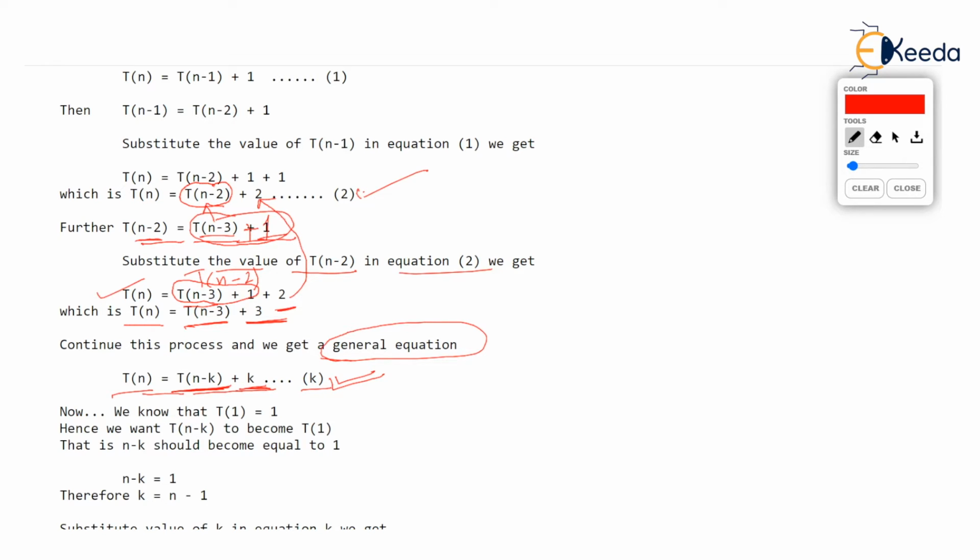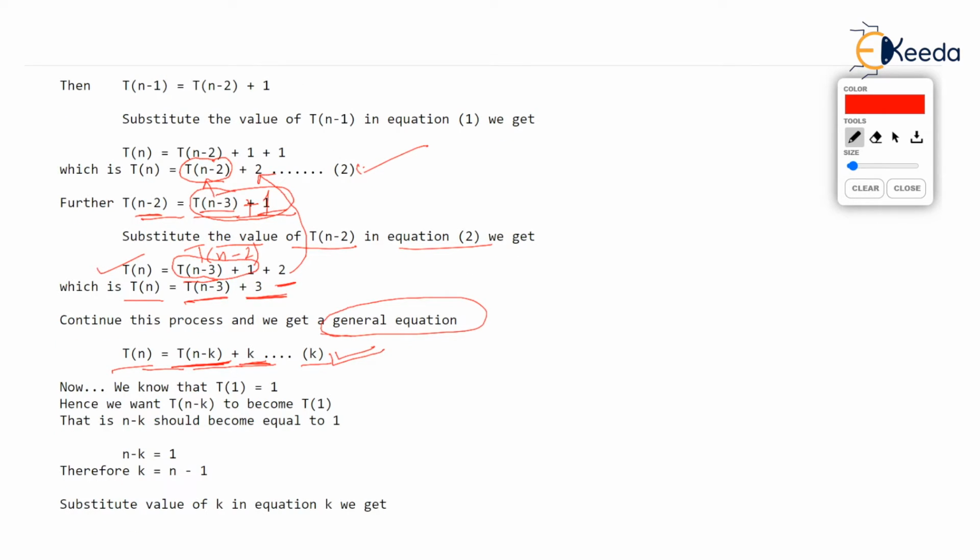Now starts the fun part. You see, this will go on for ages, isn't it? If we continue doing this, Tn minus 5, Tn minus 6, Tn minus 7, this will continue. But when is this going to stop? Here comes the fun part. We have a base case. For T1, the answer is 1. That is, if you put n as 1 in the equation, then the answer is 1. That's our recurrence relation's base case, isn't it?